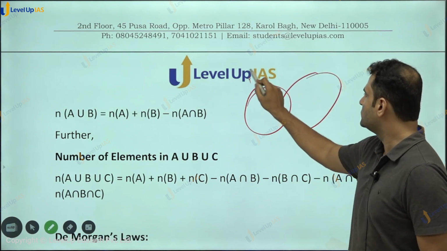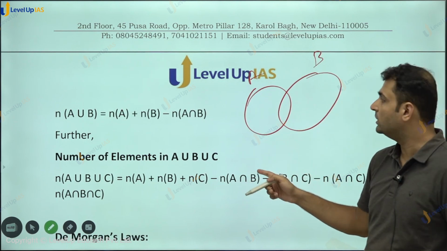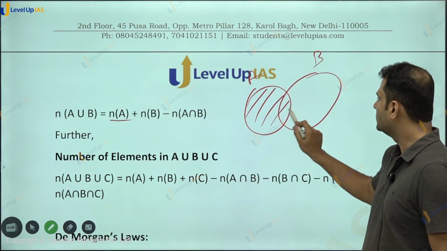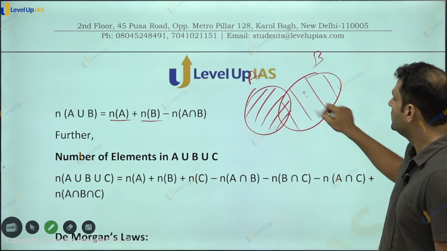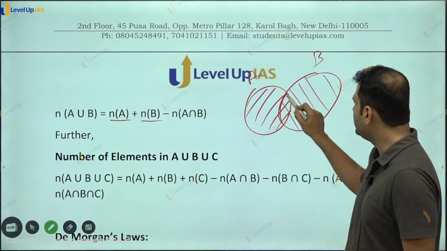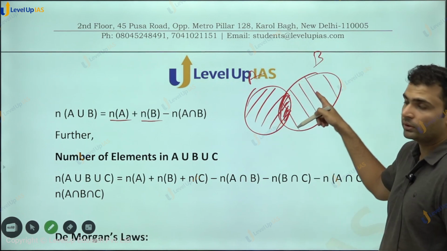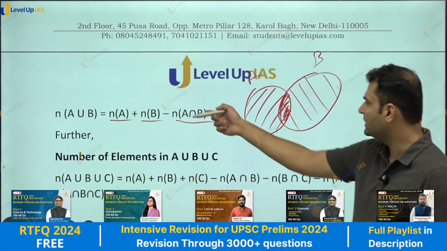So this is A, this is B. What we are saying is we want to find out the number of elements in A union B. So the number of elements in A, which includes this, plus the number of elements in B, which includes all these. But observe that these elements have been double counted. They got counted here and also here. We don't want to double count them. So we subtract it once so that they are only counted once. So that is the formula.